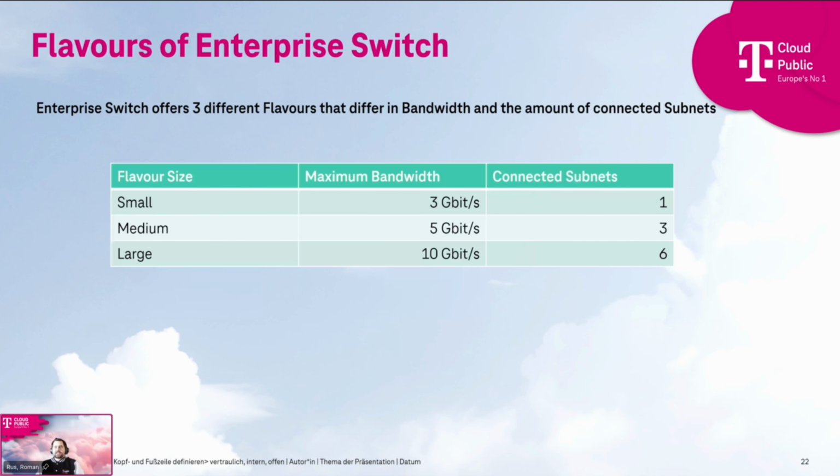The Enterprise Switch basically comes in 3 flavors. We offer there small, medium, and large. They differ in what they offer. So the maximum bandwidth differs for each flavor, and the number of subnets you are able to connect is also different between the flavors. They also have a difference in the packets per second that they can receive and send, but this information you can see in our help center.